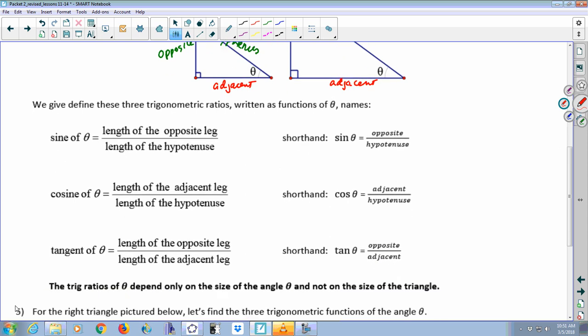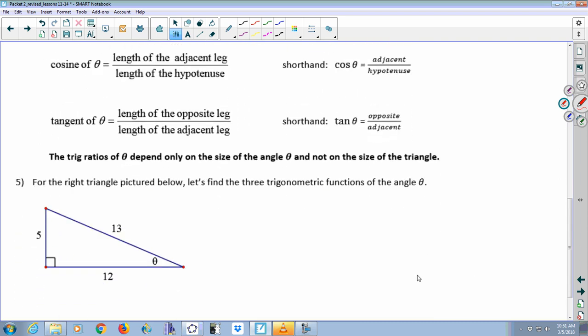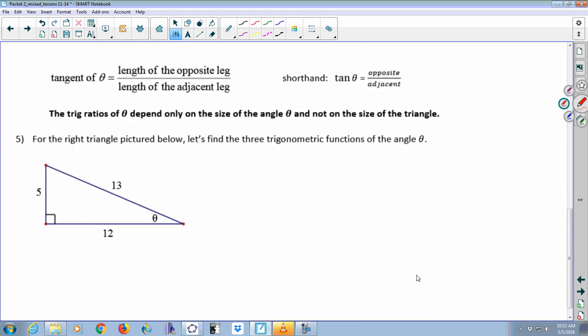So you notice I have in bold here, the trig ratios of theta depend only on the size of the angle theta and not on the size of the triangle. So let's take a look at this right triangle below and figure out what the three trig functions are for the angle theta. So here you are down here at angle theta, and we want to find sine of theta, cosine of theta, and tangent of theta. All right, so sine of theta is the opposite side, 5, divided by the hypotenuse, 13.